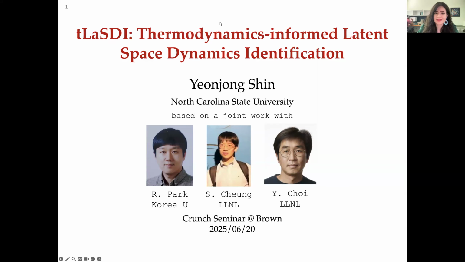Yeonjang Shin is an assistant professor of mathematics at North Carolina State University. He completed his PhD in mathematics from the Ohio State University. Before joining North Carolina State, he was an assistant professor at Korea Advanced Institute of Science and Technology. And before that, he was an assistant professor in the Division of Applied Mathematics at Brown University.